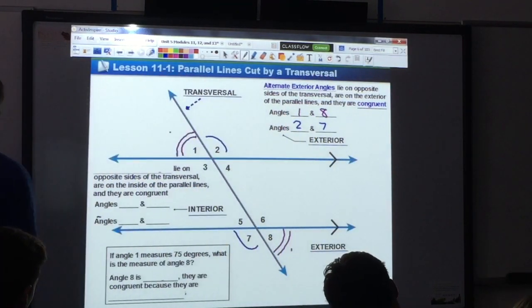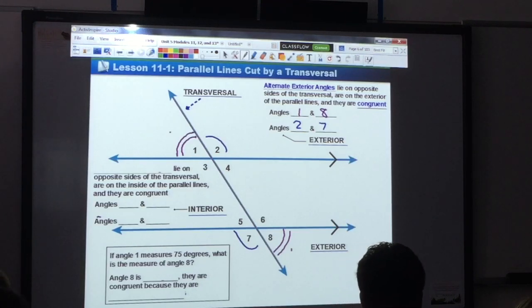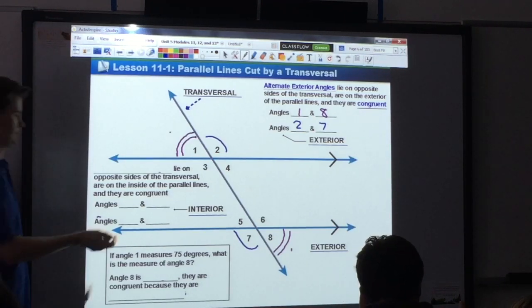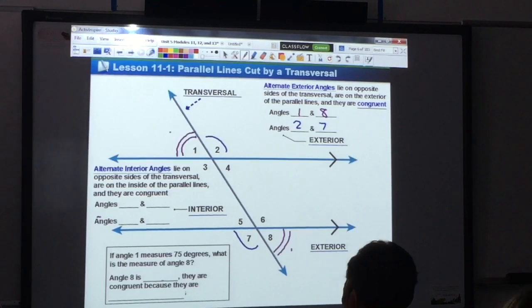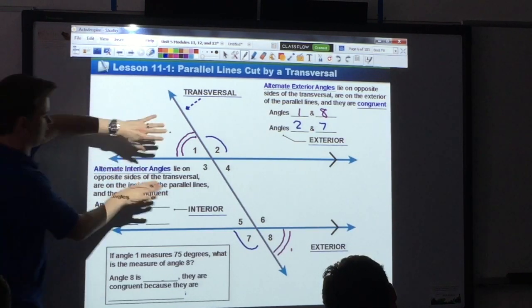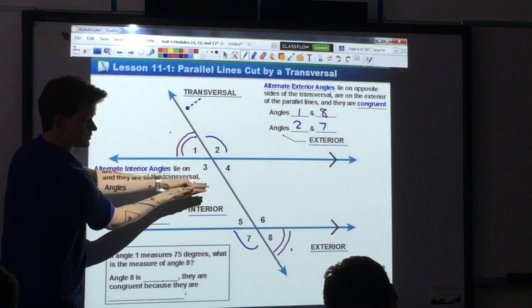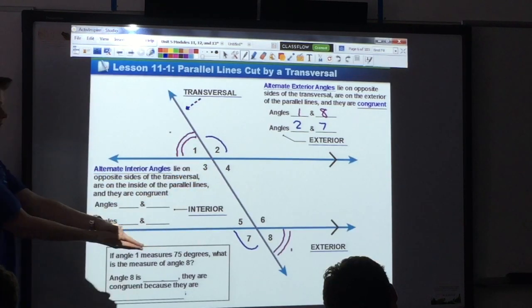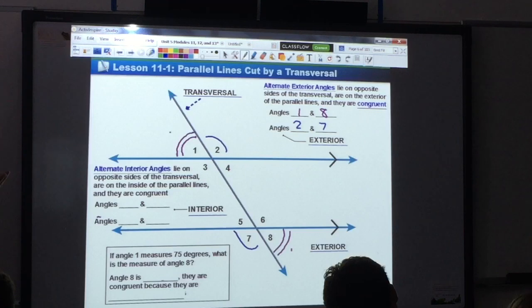Now, if we have alternate exterior, that means that we must have alternate interior. Alternate interior angles lie on opposite sides of the transversal, inside the parallel lines, and once again, they are congruent. The only difference between these two types of angles is that one of them is on the outside of the parallel lines, one of them is on the inside. Other than that, they're very similar. All the other criteria is the same.